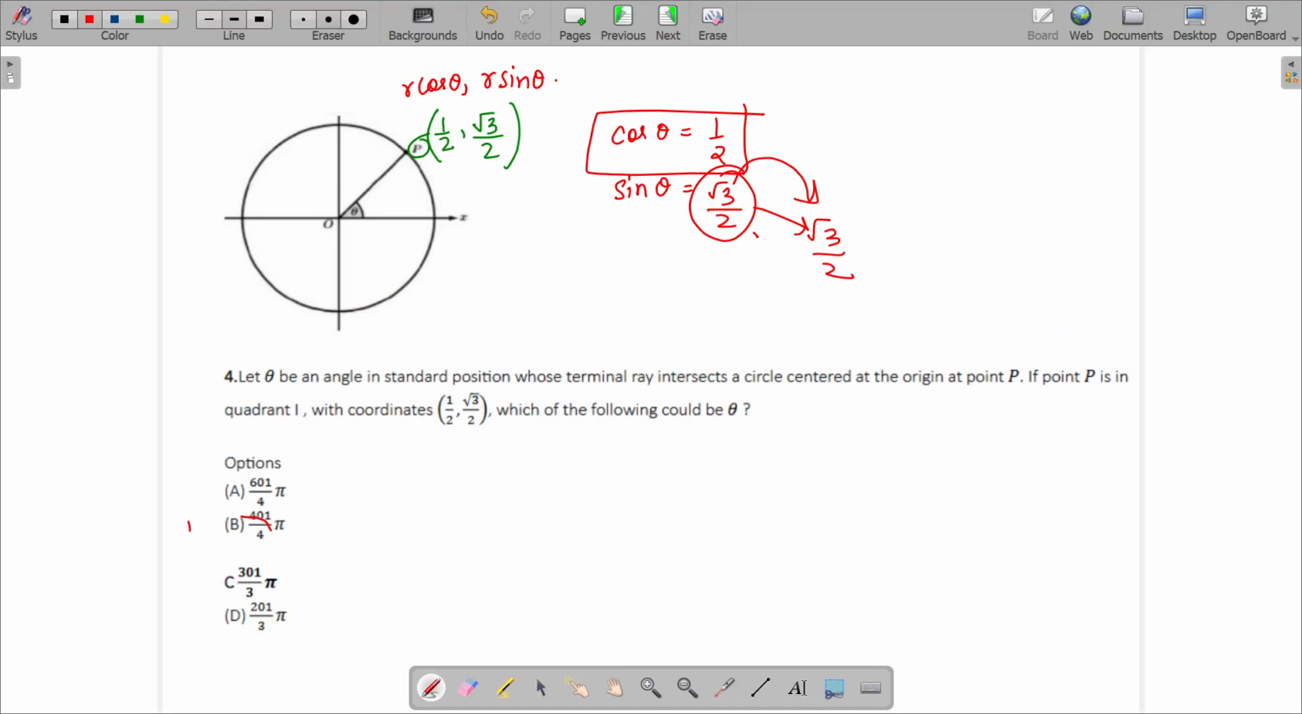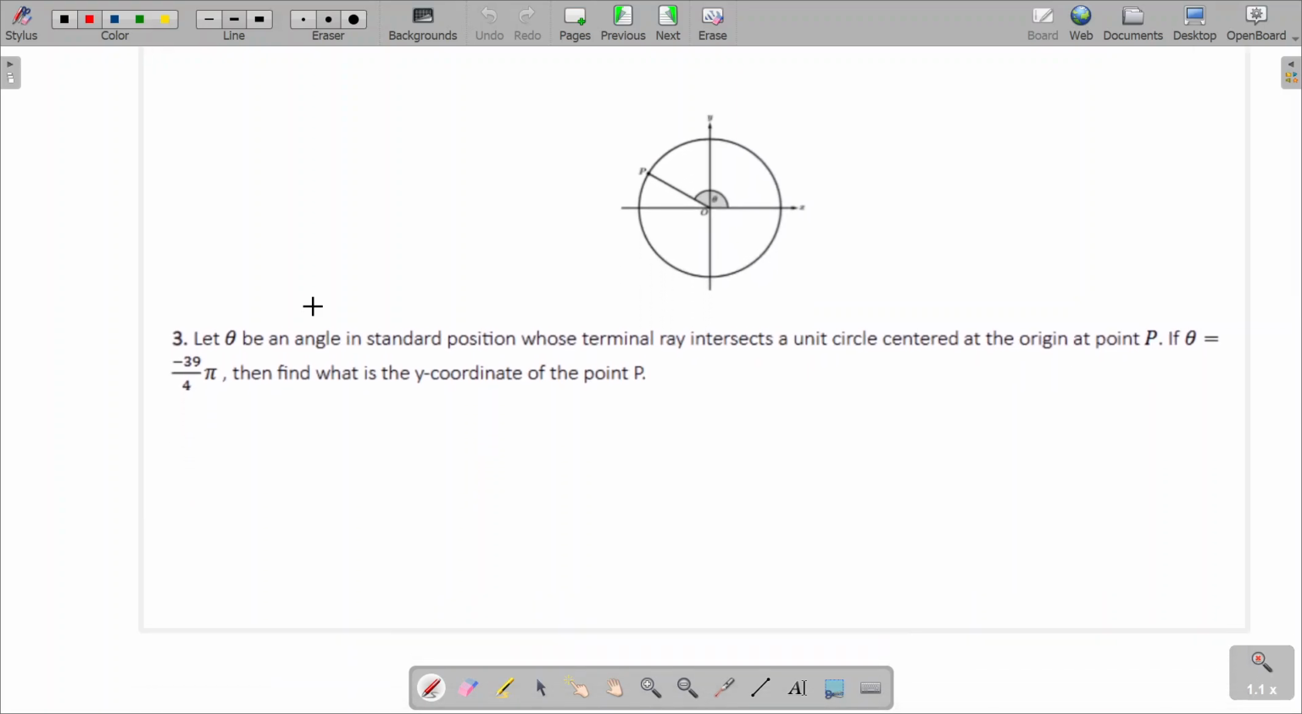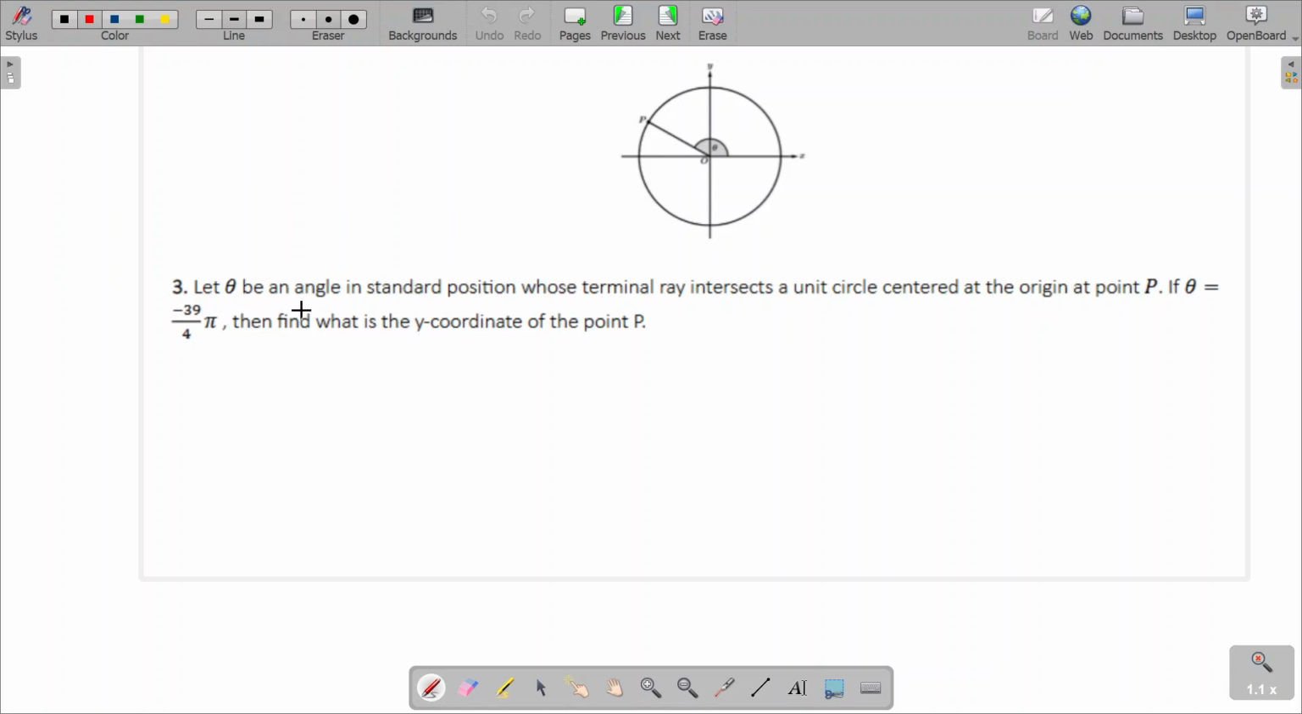Okay, I hope these two are clear. Let's do one more. This question says, I hope it is visible clearly. Let me zoom in. Let theta be an angle in standard position whose terminal ray intersects a unit circle centered at the origin at point P. If theta equals negative 39 over 4 pi, then find the y coordinate of the point P.